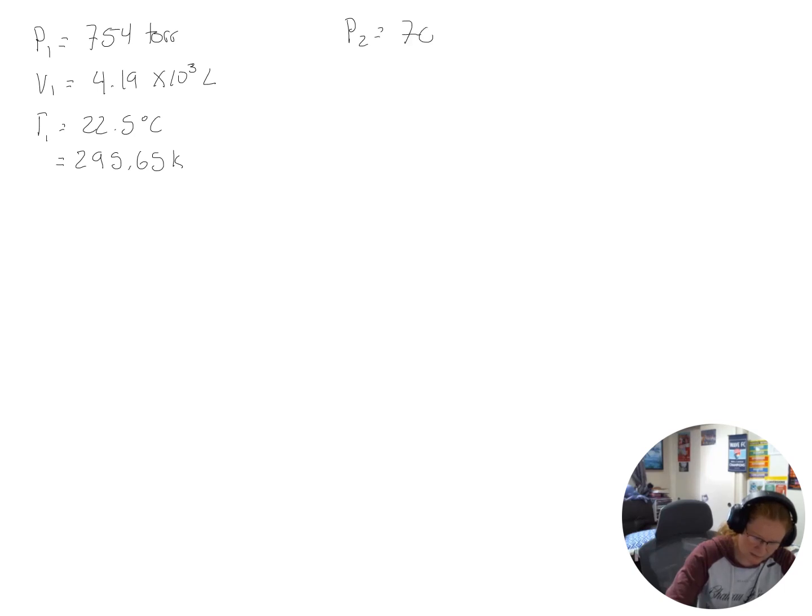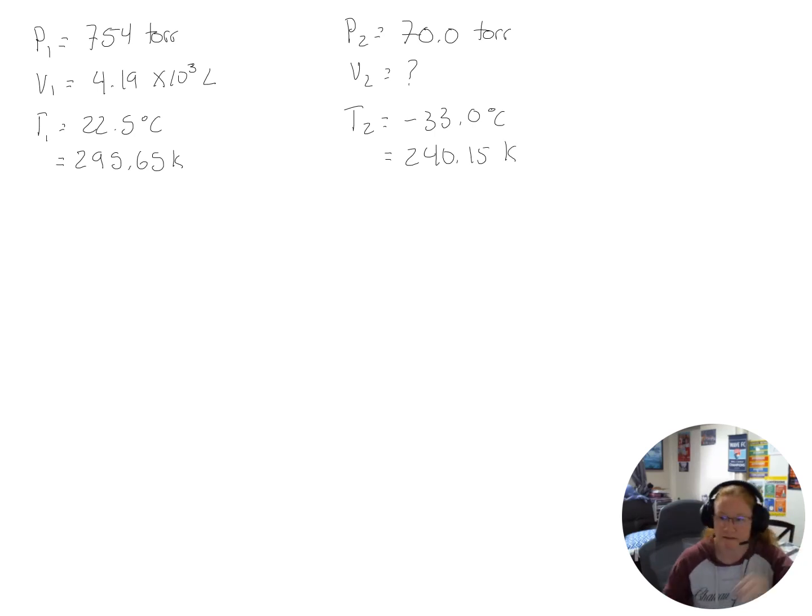P2 is 70 torr, so at the new altitude. V2, we don't know what the volume is going to be, and that's what we need to know to make sure that the balloon we send up is not going to pop. Okay. And then T2 at the new altitude was negative 33 degrees, which is 240.15 Kelvin. Okay.